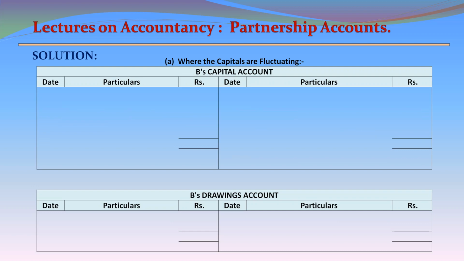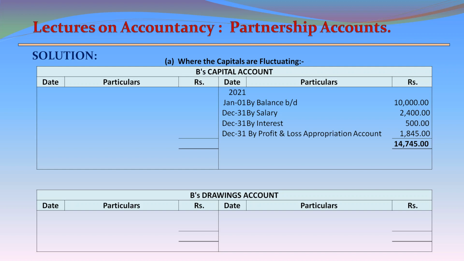Solution A. Where the capitals are fluctuating, B's capital account and B's drawing account. B's capital account on the credit side, January 1 2021 by balance brought down 10,000 rupees. December 31 by salary 2,400. December 31 by interest 500 rupees. December 31 by profit and loss appropriation account 1,845.